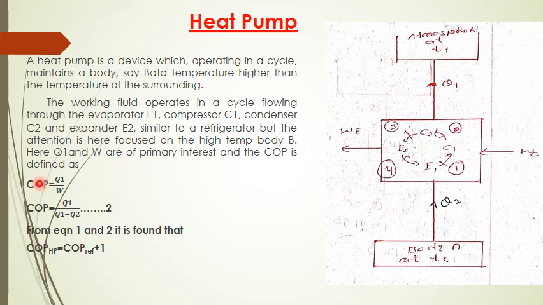The coefficient of performance of a heat pump is desired effect by net work input. The desired effect here is Q1 and net work is Q1 minus Q2. From equations 1 and 2, we can easily derive that the coefficient of performance of a heat pump is equal to the coefficient of performance of a refrigerator plus 1.